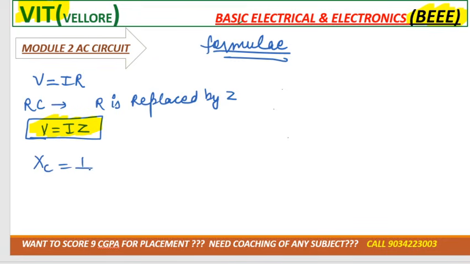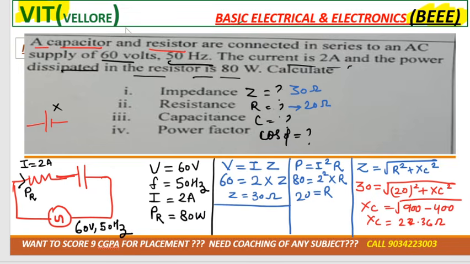XC is equal to 1 over 2 pi FC. 2 we know, pi we know, F we know, XC we know. Can we get C? You can calculate it on your own. The cos phi formula, according to the impedance triangle, is R by Z. Do you know R? Do you know Z? 20 over 30. So how much is it?